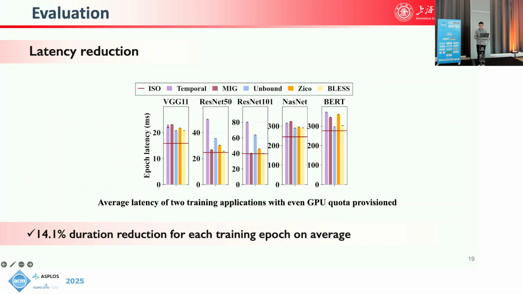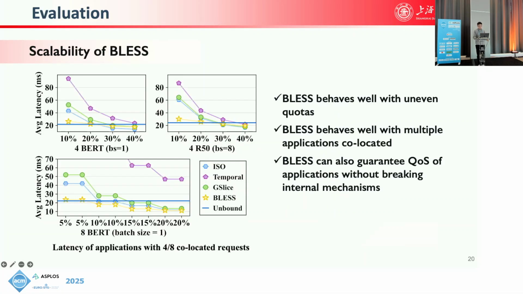The latency reduction is not as prominent in training scenarios because the training workloads are typically heavier. However, thanks to BLAS's more efficient resource management and its ability to organize highly optimized kernel squads, we still achieve an average 14% reduction in duration per training epoch.